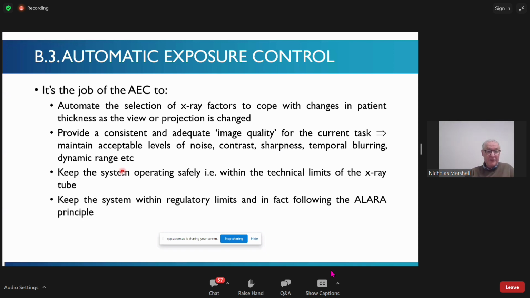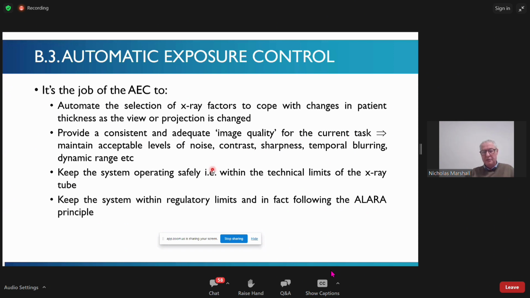Keep the system operating safely, i.e. within the technical limits of the X-ray tube, so you don't destroy the tube by going to factors that are dangerous or not appropriate, that will harm the tube. And keep the system operating within regulatory limits and in fact following the ALARA principle. So it's a very important component of the imaging system. It's crucial actually, it plays a huge role in determining the dose and image quality balance.